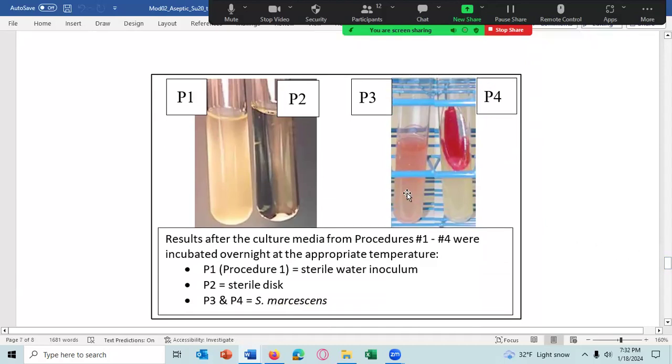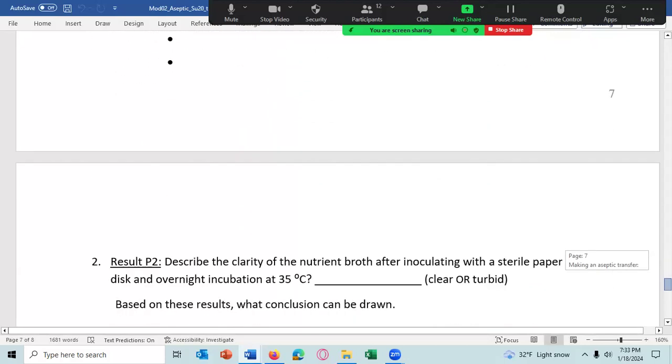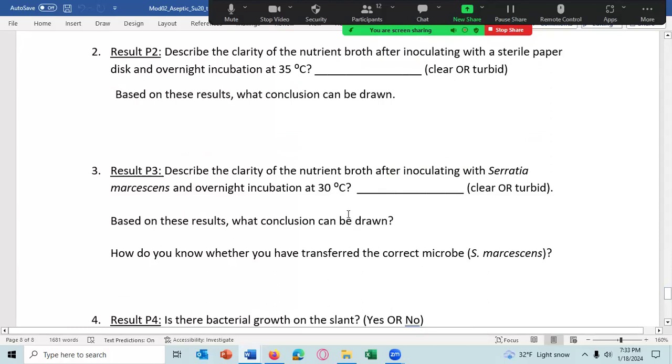For procedure 3, this is the tube. After transferring the cells into the media and incubating the tube overnight at 30 degrees Celsius, come down to the question for procedure 3: describe the clarity of the nutrient broth after inoculating with Serratia marcescens and overnight incubation at 30 degrees. Was it clear or turbid? Take a look at the picture, answer it.